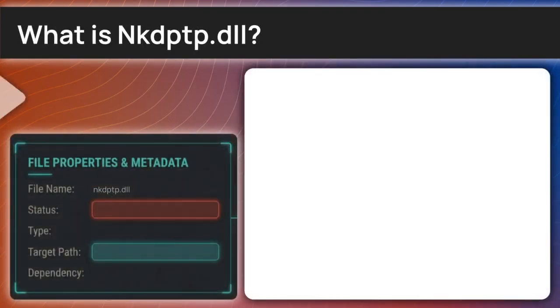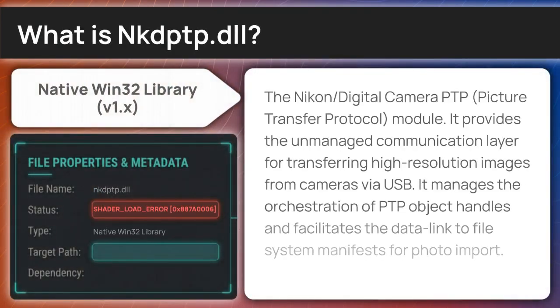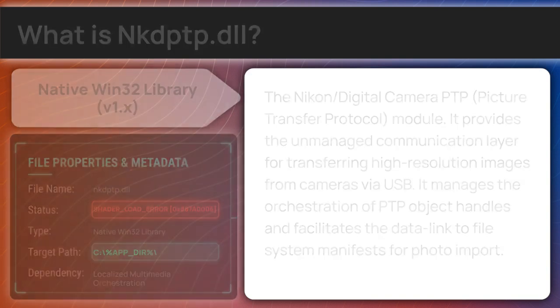This is the NKDPTP library, the Nikon and digital camera PTP picture transfer protocol module. It provides the unmanaged communication layer for transferring high-resolution images from cameras via USB. It manages the orchestration of PTP object handles and facilitates the data link to file system manifests for photo import. Understanding the file's role is a great start. Now let's look at replacing it.